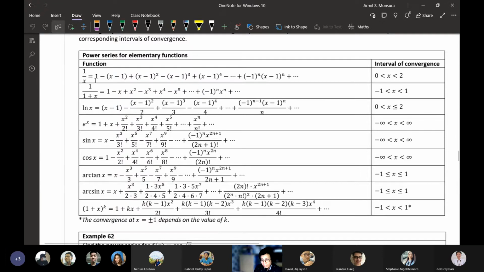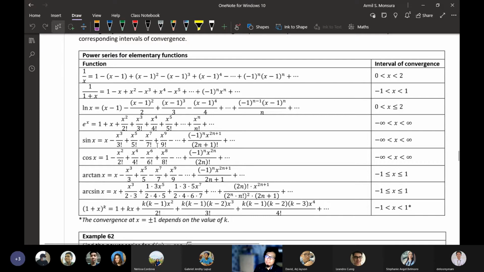Like, for example, 1 over x, 1 over 1 plus x, ln x, e raised to x, sin x, cosine, and so on. Okay, so this is a reference table that you can use to refer to the power series expansion for elementary functions. Now what is given here are Taylor series expansions. Lahat yan mga naka-Taylor series. Sorry, these are Maclaurin series.